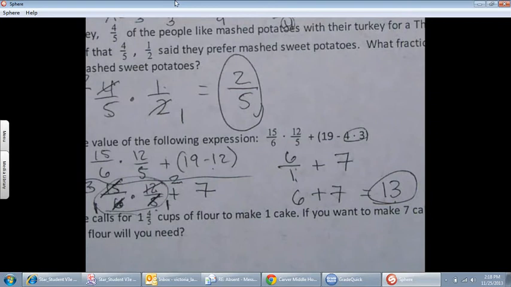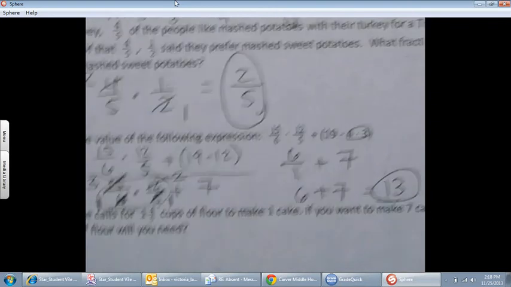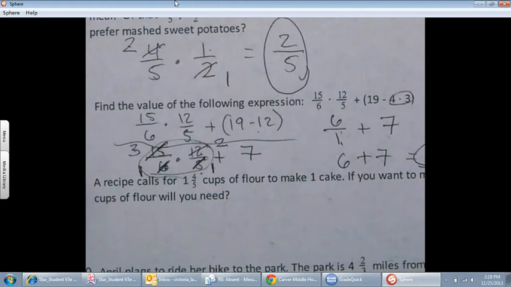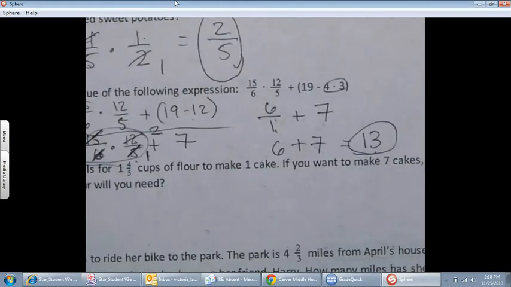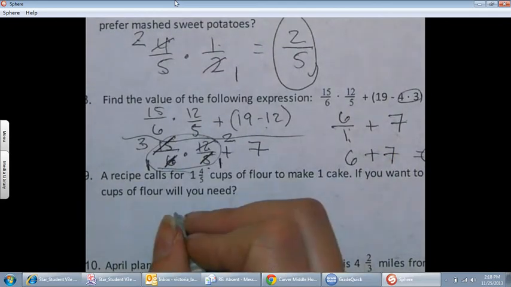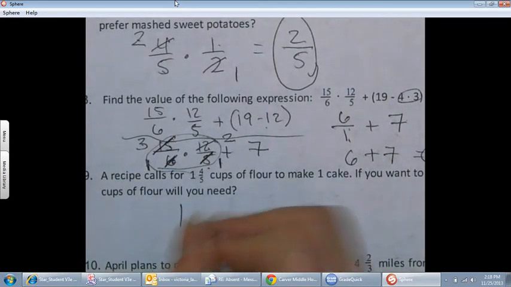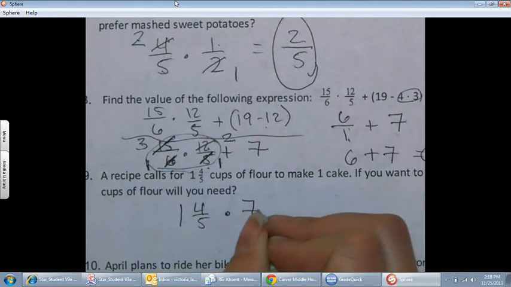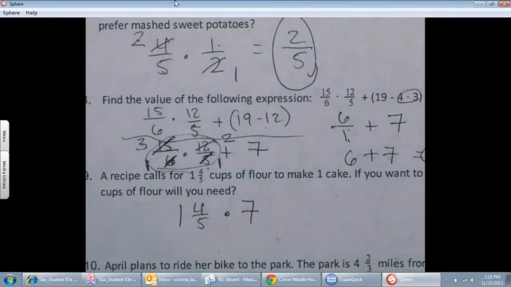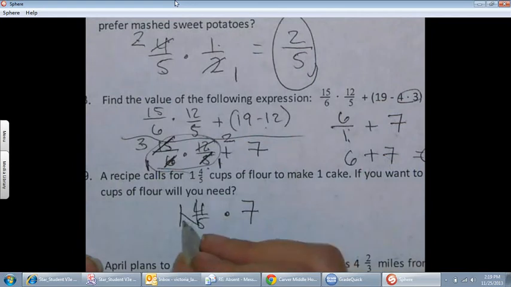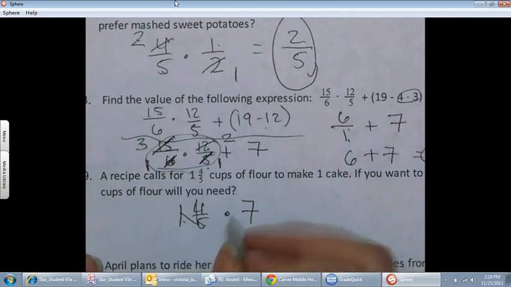A recipe calls for 1 1/4 cups of flour to make one cake. If you want to make 7 cakes, how many cups of flour will you need? Well, we know that for each cake, it's going to give me 1 1/4 cups. So if I want to make 7 cakes, I'm going to need to multiply. Now, you know that you need to make this into an improper fraction. So 1 times 5 is 5, plus 4 more is 9. So you're going to have 9/5 times 7.